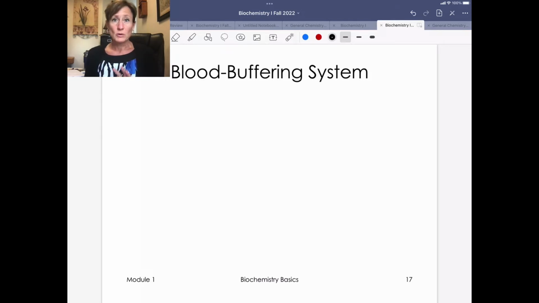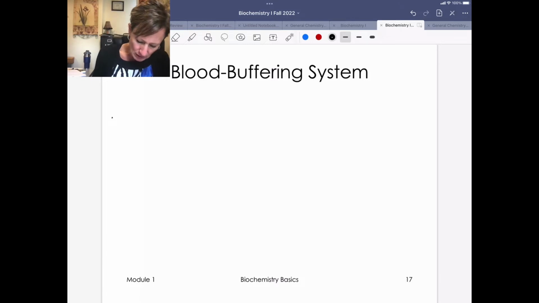So this video is going to walk you through two equations and one system, if you will, in thinking about how your blood is buffered. Okay, so the first equation I want to put on the slide here is the equation that we've already learned about that talks about fuel metabolism.